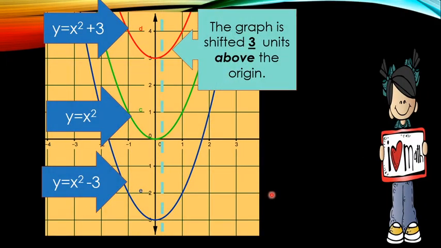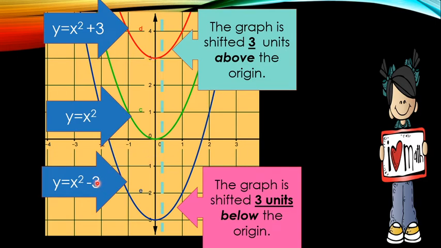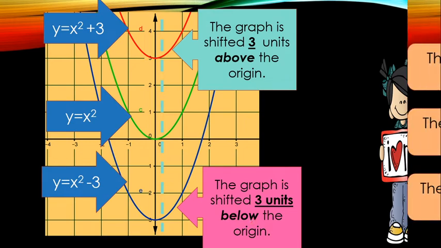Okay, so now let's describe how the graph shifted from the origin. Since this is x squared plus 3, this is a function in the form of x squared plus k, where h is equal to 0, but we have here a value of k. Therefore, the graph is shifted 3 units above the origin, while the other one, if our given is minus, the graph is shifted 3 units below the origin.